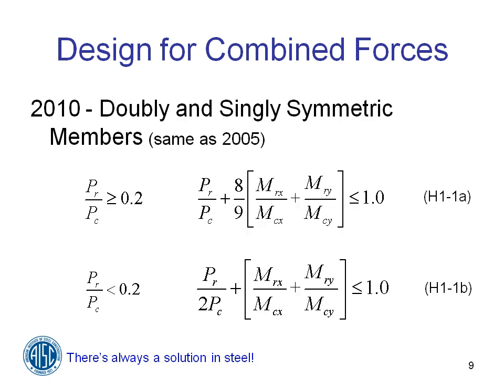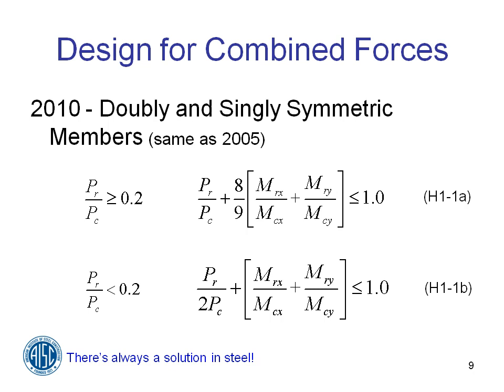So the interaction equations in the 2010 specification are the same as what they were in the 2005 specification, and very, very similar to what they were in all three of the LRFD specifications, but a little different from what you would have seen in the old ASD specifications. So let me just look at them quickly here. You note that they are given in terms of force and moment rather than stress, and it is the required over the available, and that's the standard format of an interaction equation.